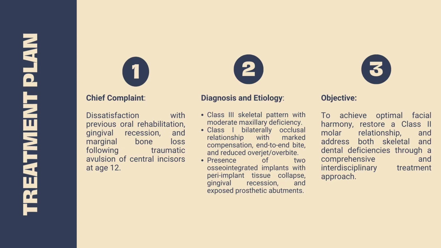Chief complaint: dissatisfaction with previous oral rehabilitation, gingival recession, and marginal bone loss following traumatic avulsion of central incisors at age 12. Diagnosis and etiology: Class 3 skeletal pattern with moderate maxillary deficiency, class 1 bilaterally occlusal relationship with marked compensation, end-to-end bite, and reduced overjet and overbite, presence of 2 osseointegrated implants with peri-implant tissue collapse, gingival recession, and exposed prosthetic abutments. Objective: to achieve optimal facial harmony, restore a class 2 molar relationship, and address both skeletal and dental deficiencies through a comprehensive and interdisciplinary treatment approach.